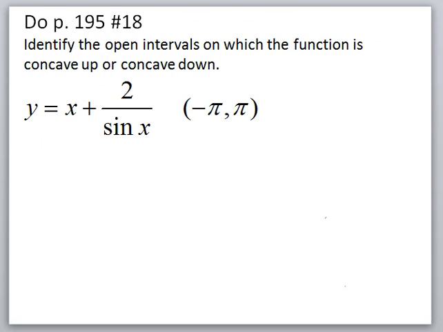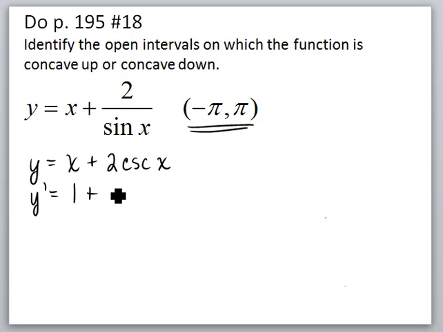This next example, we are going to find the second derivative. I noticed that this will be much easier to take the derivative of rather than using a quotient rule or chain rule, so let's just change this into 2 cosecant x. Take note of the interval we're looking at. We're only going from negative pi to pi. So we're going to go ahead and find the first derivative. That gives me 1 plus 2 times the derivative of cosecant, which is negative cosecant x cotangent x.